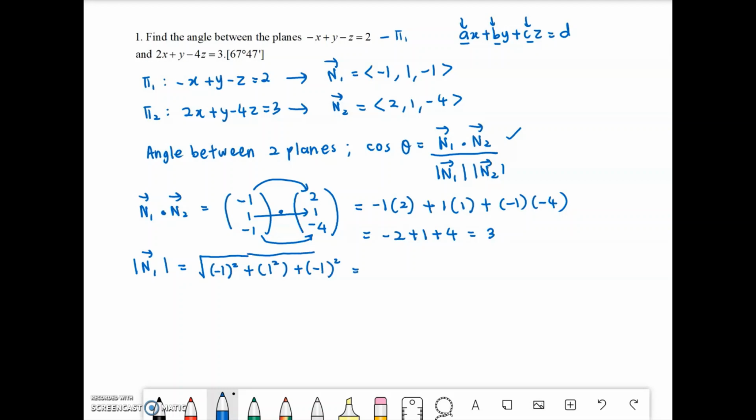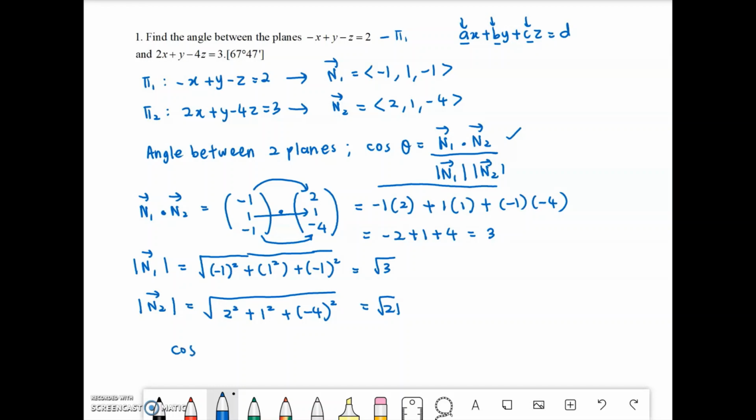So we have it equals to 3. Then we find the magnitude of normal vector 2 using the same method, by finding the square root of 2 square plus 1 square plus negative 4 square. So here we will have the square root of 21. Then we have found all this, the important thing here. So we just substitute back into the formula.